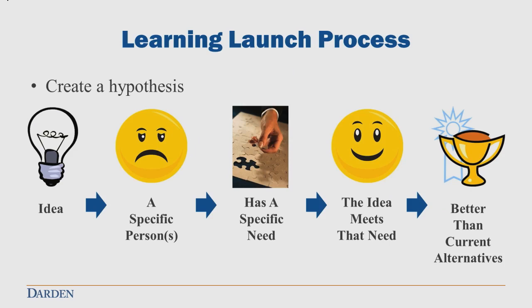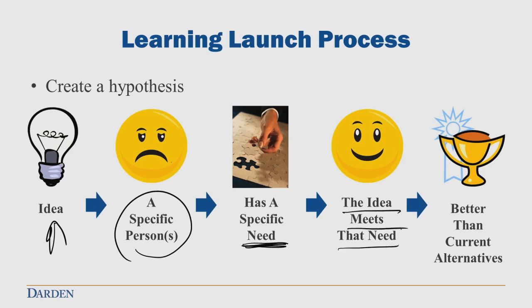The first thing you need is a hypothesis. You don't have to be a scientist. It's easy to create a hypothesis. You've got an idea. So the idea has got to relate to a specific group of customers, whether it's a person or group of persons. You hope there's lots of customers that have this specific problem. So you have a specific group of customers, and see that frown? They got a pain, a customer pain that you're going to try and solve. They've got that specific need that's causing the pain, and you've got an idea that meets that need or solves that need better than the competition.